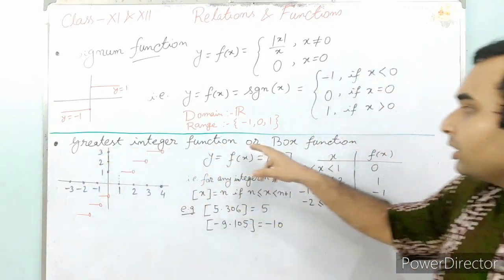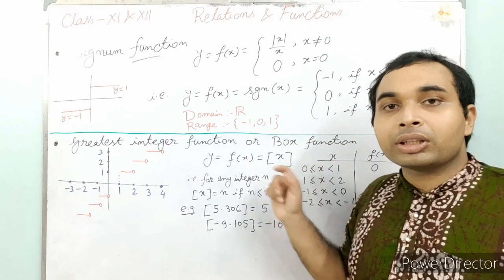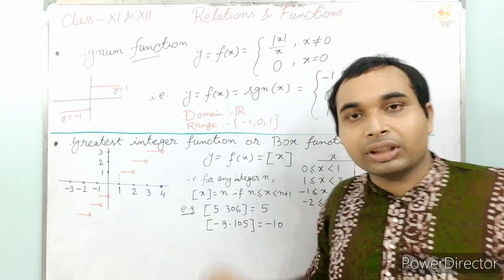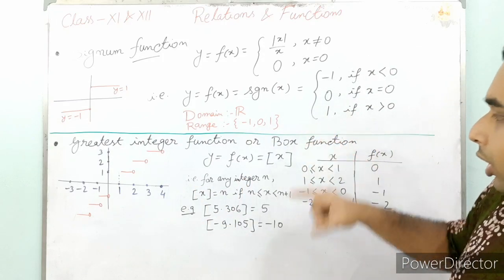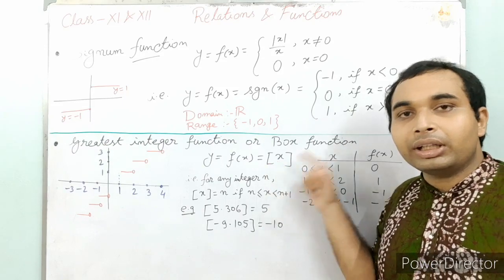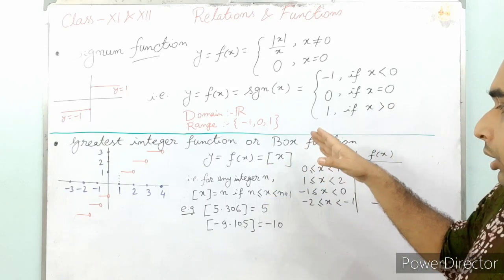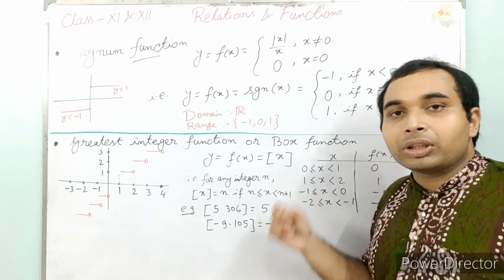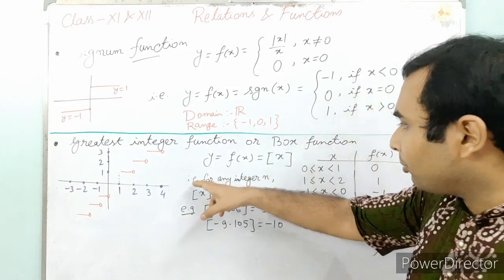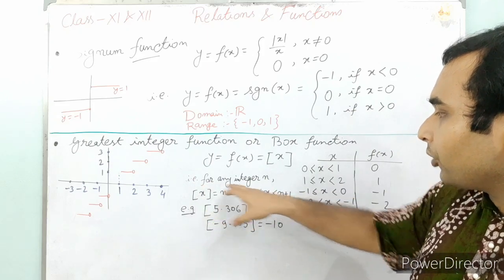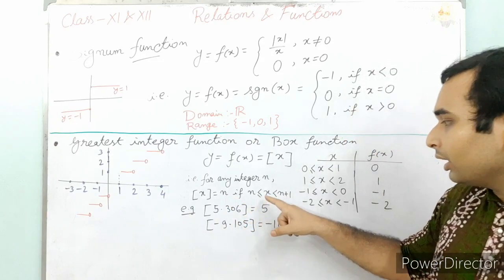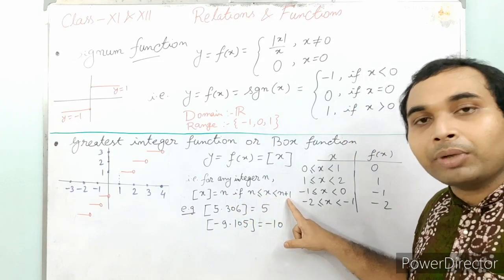Next is the greatest integer function or the box function. It is called the box function, and the least integer function is also a box function. The box function is denoted within a box, that is within the third bracket, x, y equals fx. What is the definition of the box function? For any integer n, box x equals n if n is less than or equal to x less than n plus 1.